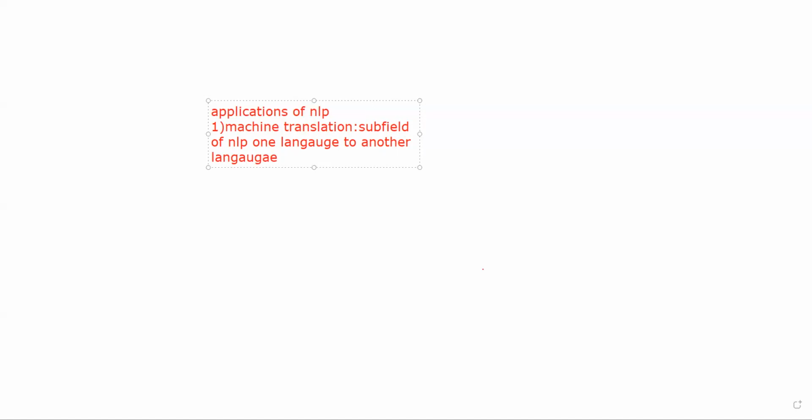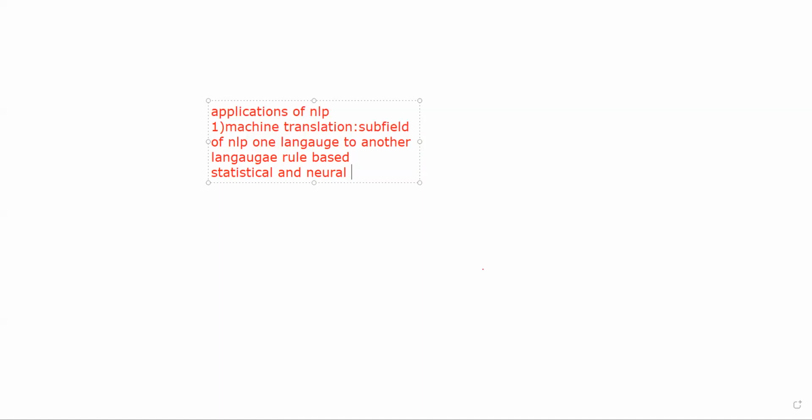It uses a combination of rule-based, statistical, and neural machine learning approaches to generate translation.